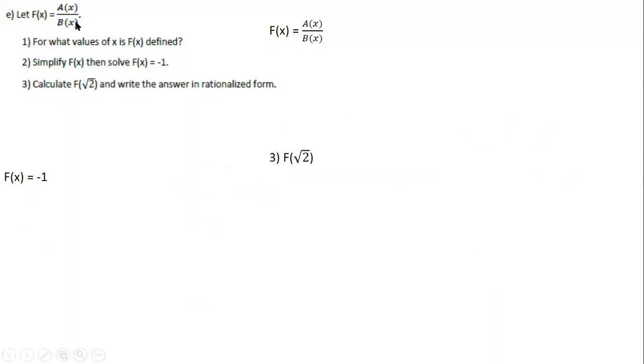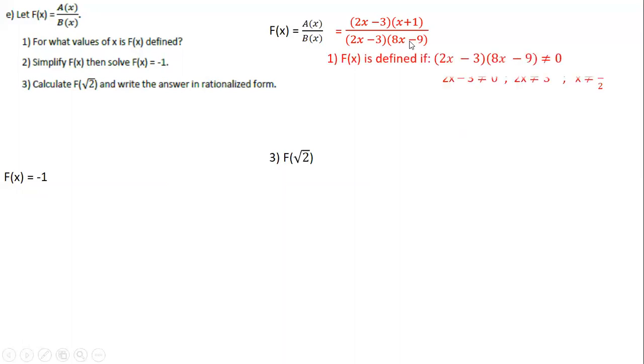In exercise number 2, we had two expressions, a of x and b of x. We should write f of x equal a of x over b of x. Here we said we take the factorized a of x and the factorized b of x and we replace them in f of x. So for what values of x is f of x defined? It is defined if the denominator, 2x minus 3 into 8x minus 9, is different from 0, and we get the values for what x is different from.